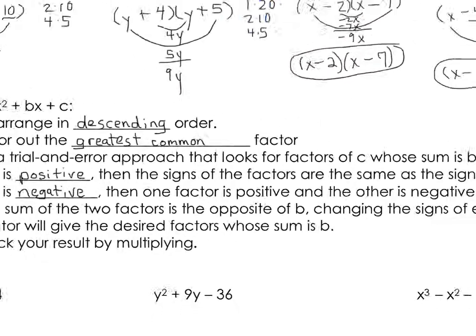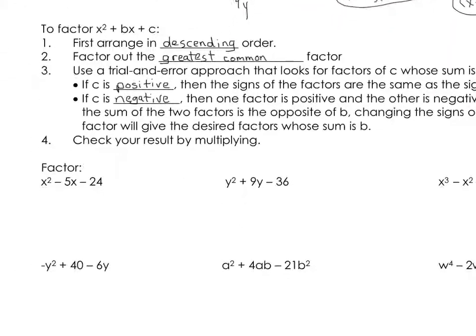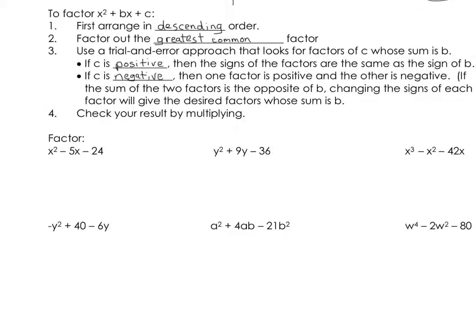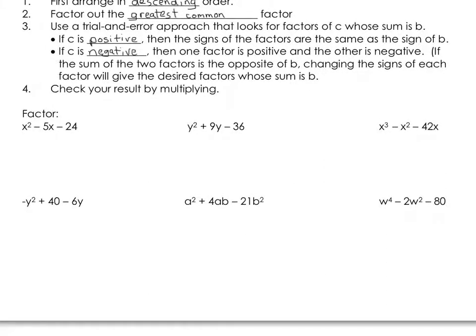In general, when factoring, we want to arrange the terms in descending order, factor out the greatest common factor, and use a trial and error approach to look for factors of C whose sum is B. If C is positive, then the signs of the factors are the same as the sign of B, the middle term. If C is negative, then one of the factors is positive and one of the factors is negative. So you want to subtract them to get your middle term, and check your answer by multiplying.